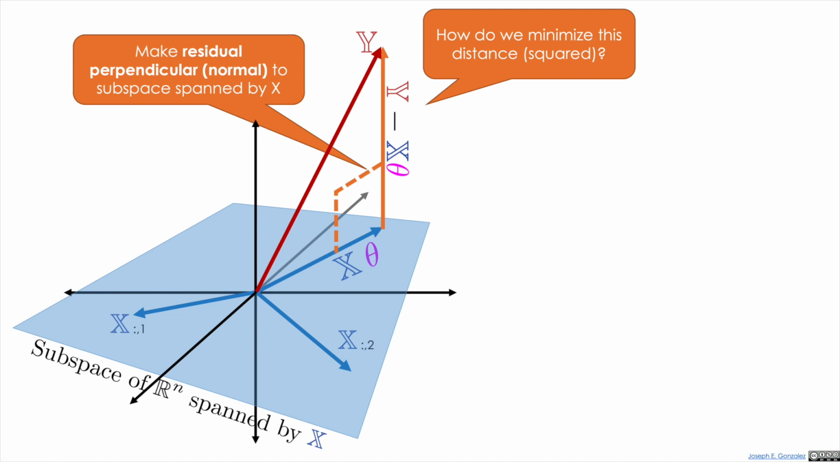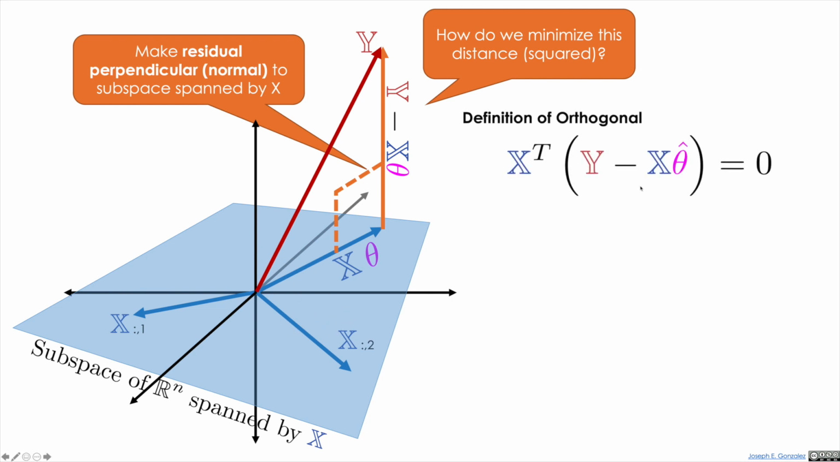Another way to say this is we want the residual vector to be orthogonal to the subspace spanned by the column vectors of x. By the definition of orthogonality, we want this residual vector y minus x times theta hat. Here, theta hat is going to correspond to our optimal choice of theta. We want this residual vector to have no component in the subspace spanned by x, which means that the dot product of the residual vector with this subspace should be 0. So this definition of orthogonality means that there's no component of this orange vector that lives inside of this space.